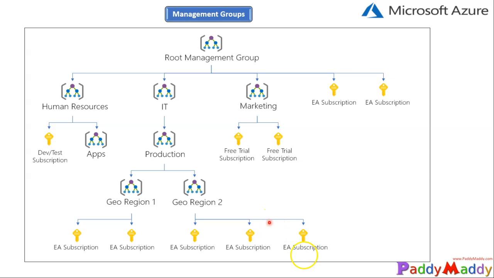So we talked about the first one, the root management group. You can create multiple management groups. Think of it like a folder, and then you move your subscriptions inside that management group. At a later point you can apply the policies, and that's how it's going to work. Let's jump into the demonstration and see how this works.